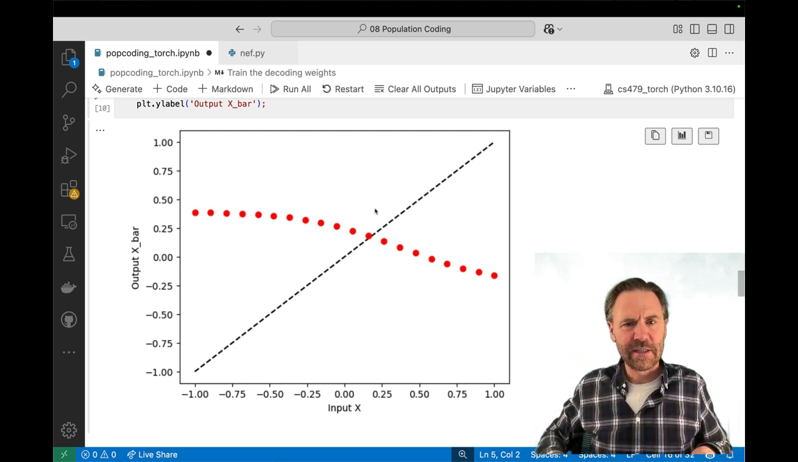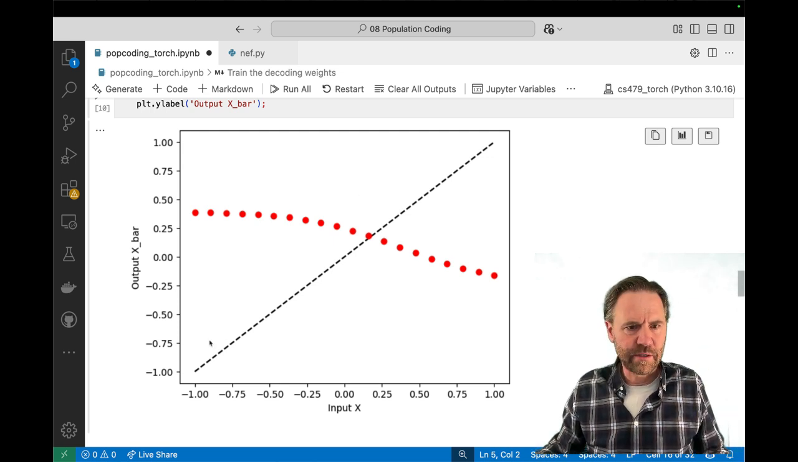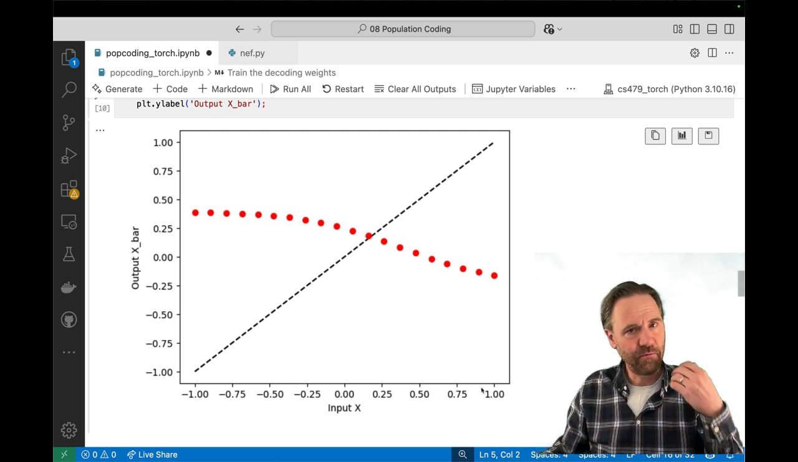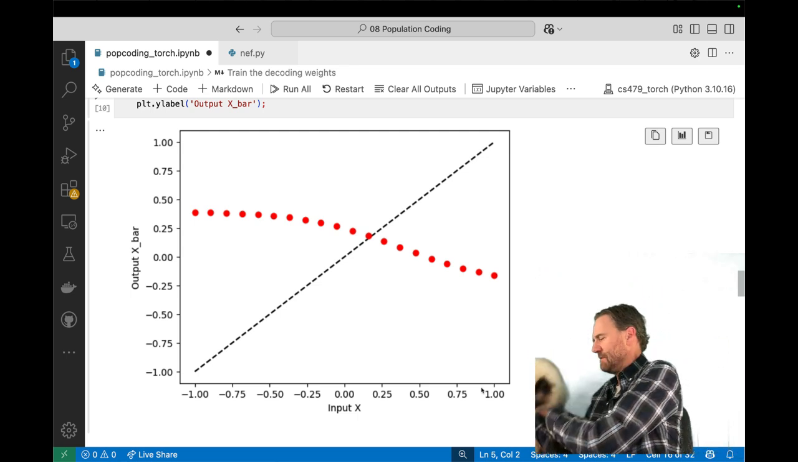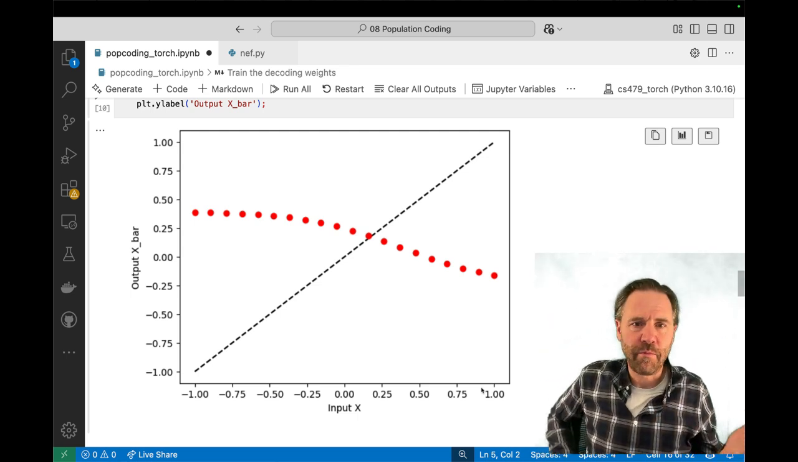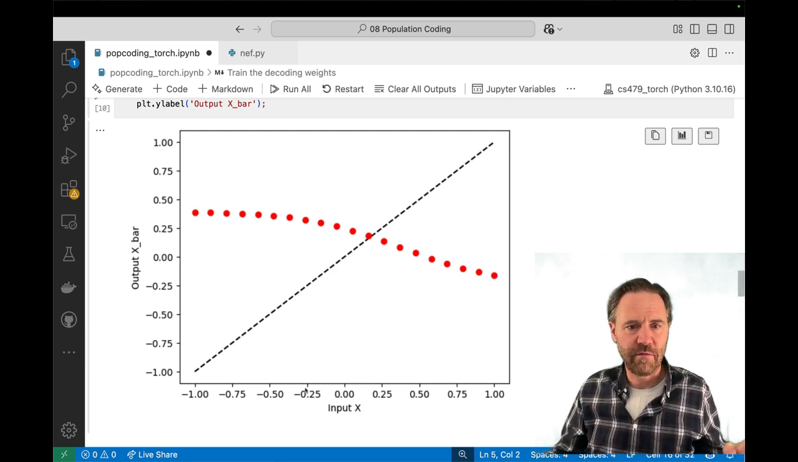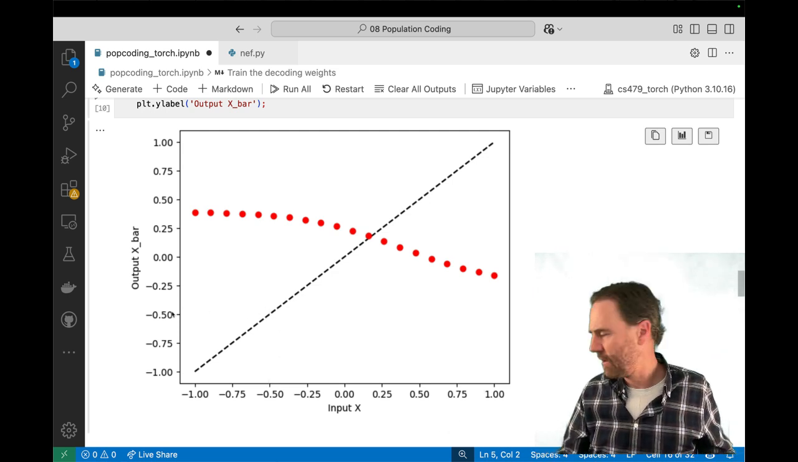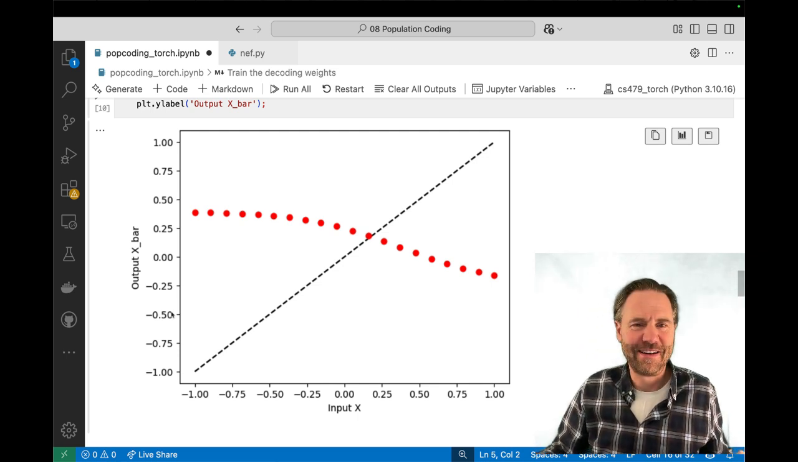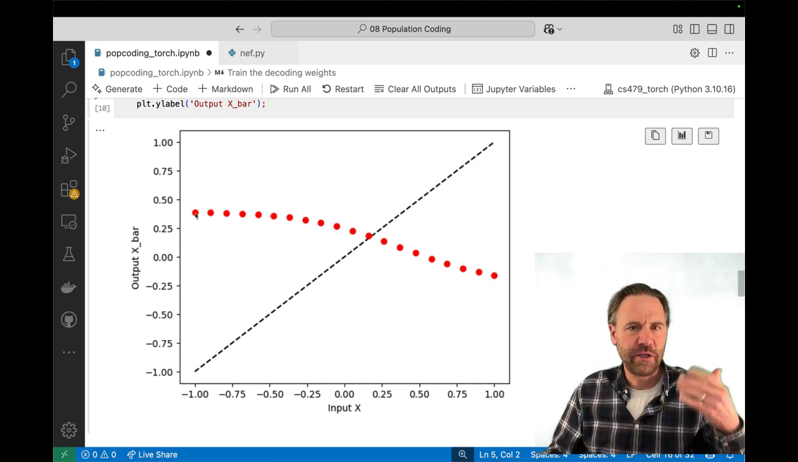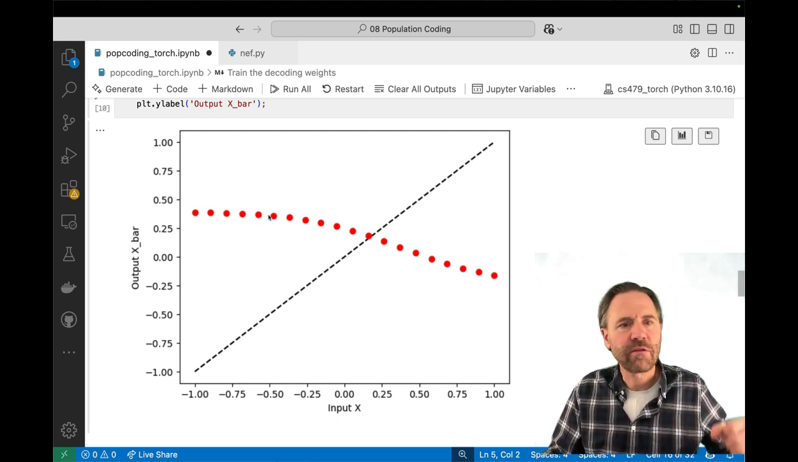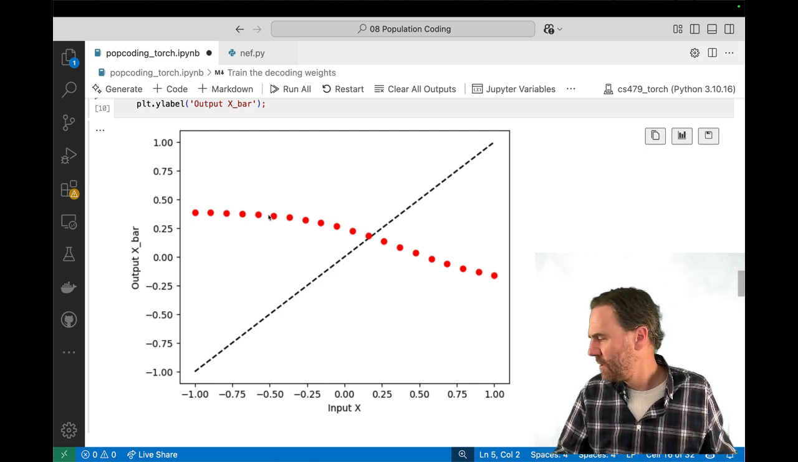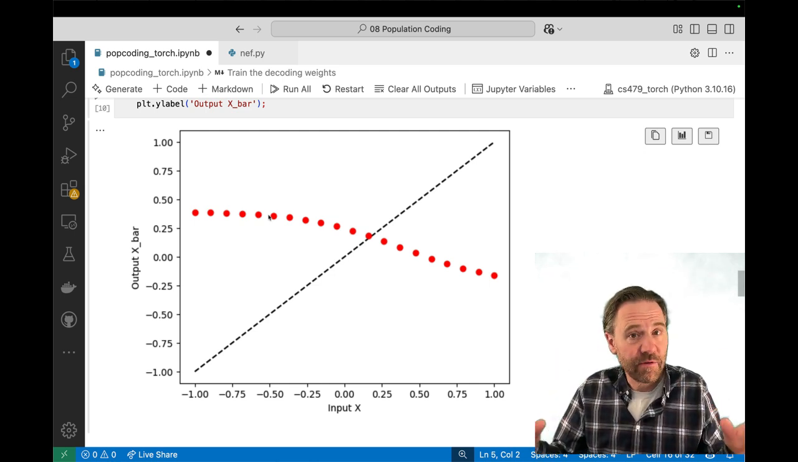Right, so the input was numbers between -1 and 1, and if it's going to decode that value x, then what we want output is the same value. So when we input -0.5, we want output -0.5. But when we multiply by the decoding weights, we don't get that behavior. You see for an input of -0.5, the output's 0.3 or something, 0.35. It's not what we want. That's fine, we haven't trained it yet.